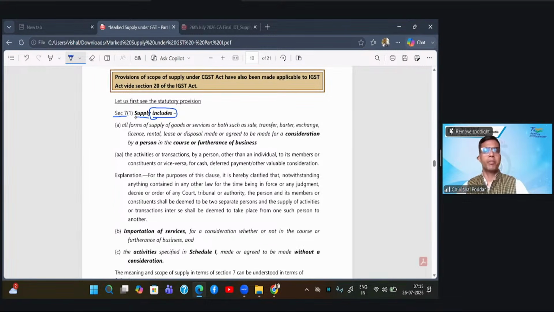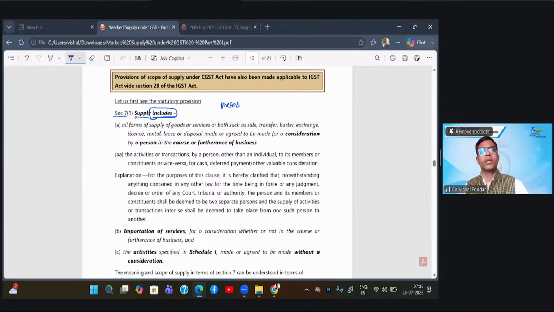Now, when I say interpretation of statutes, you should know that whenever a statute is to be read, is to be understood, there are some rules, principles, on how a statute should be interpreted. One of the rules is that whenever you are reading any meaning, any definition, there are two possibilities. Either it will have the word means, like you'll find in some of the definitions that we'll study, or it will have the word includes.